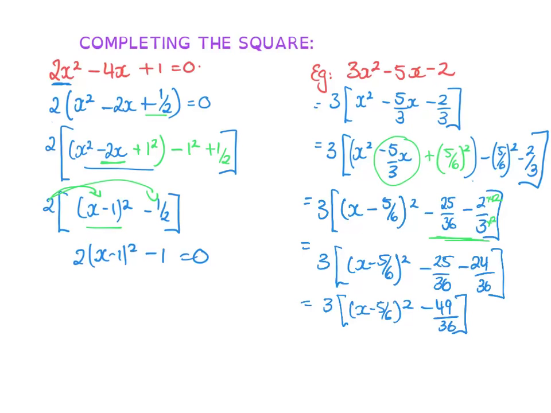And now we've got to times everything out by 3. So we've got the x minus 5 on 6 squared, and then we've got minus 49 on 36, and we're timesing it by 3. So we can simplify that. 3 goes once, 3 goes into that 12. So your final answer is 3 times x minus 5 on 6 squared minus 49 on 12.